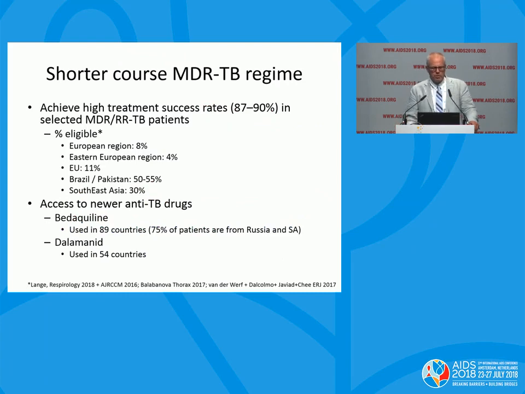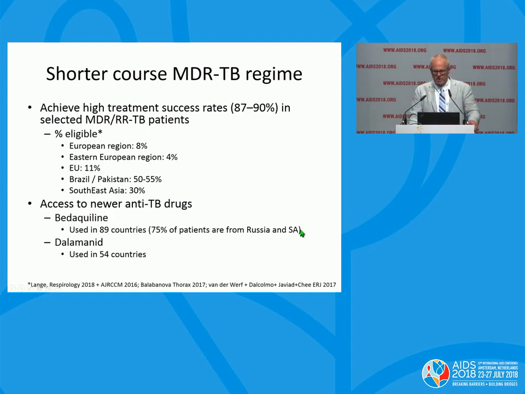A short note on the shorter course MDR TB regimen, which has achieved high treatment success rates in selected MDR TB patients. If you assess the percentage eligible in different European regions, you can see it's single digits, which is in contrast to, for example, Brazil or Pakistan, where it's around 50% of people that could fulfill the requirements for the shorter course TB treatment. So this is essentially not an option that you're left with, and therefore, if you have documented MDR TB, it's the 2-year course.